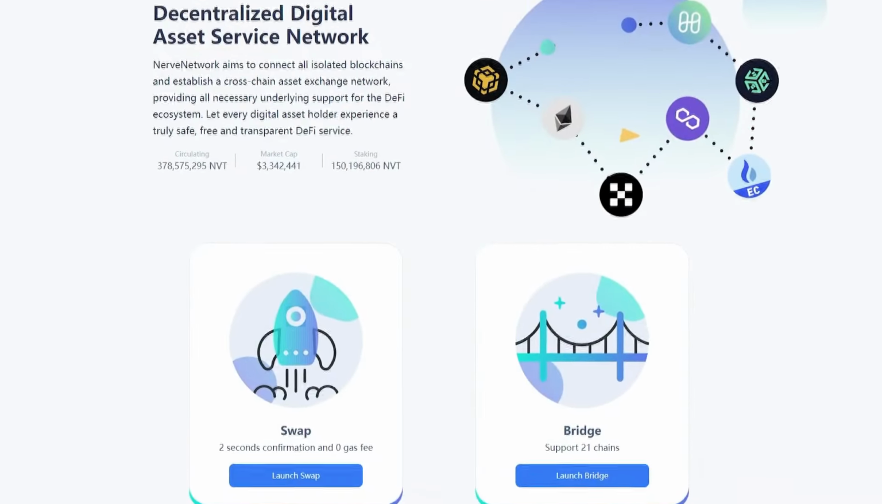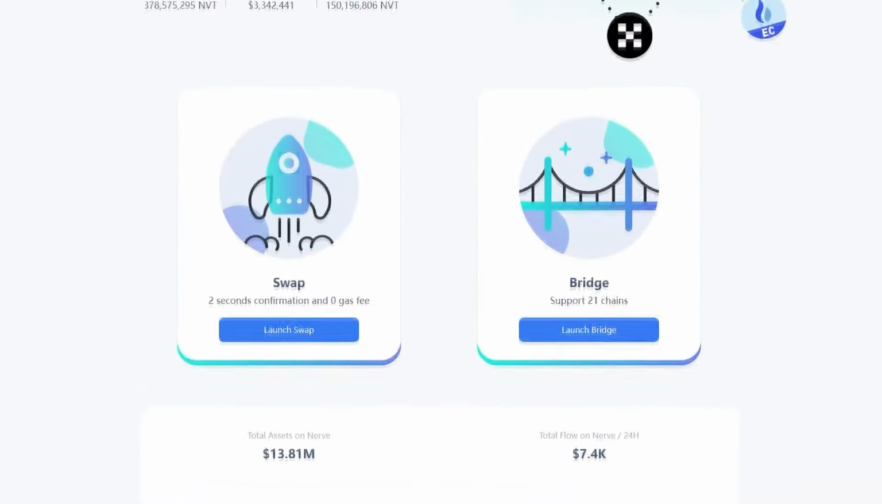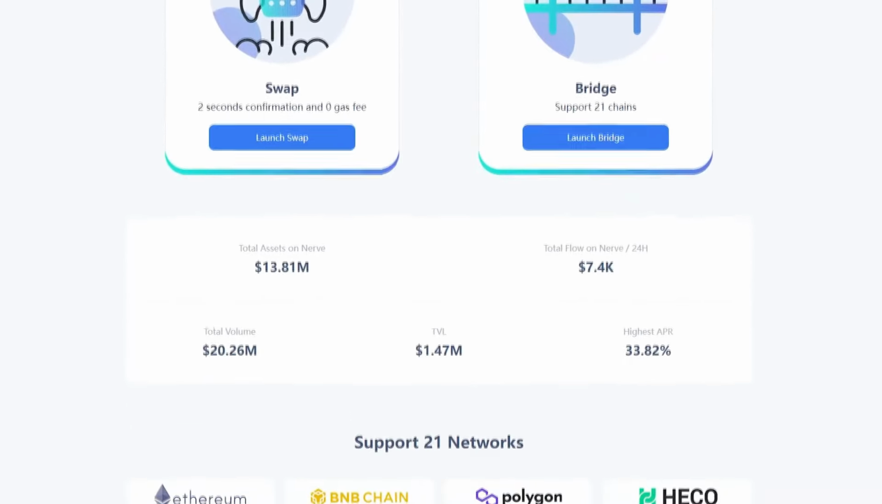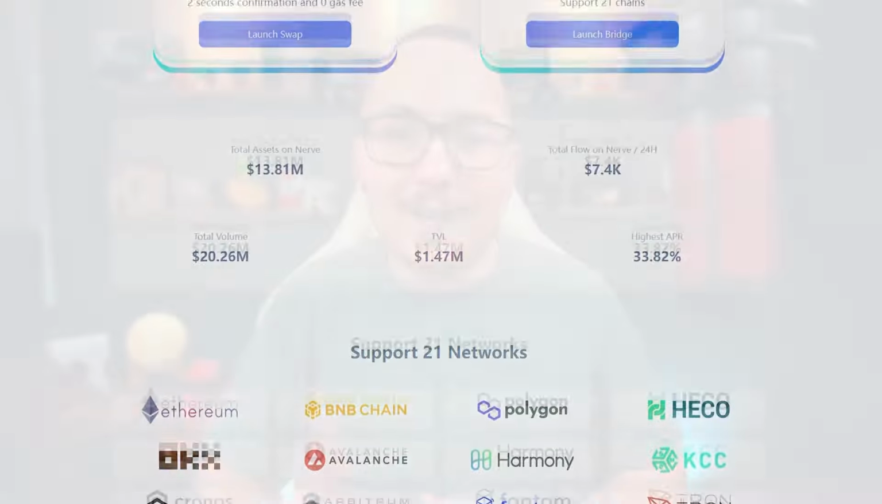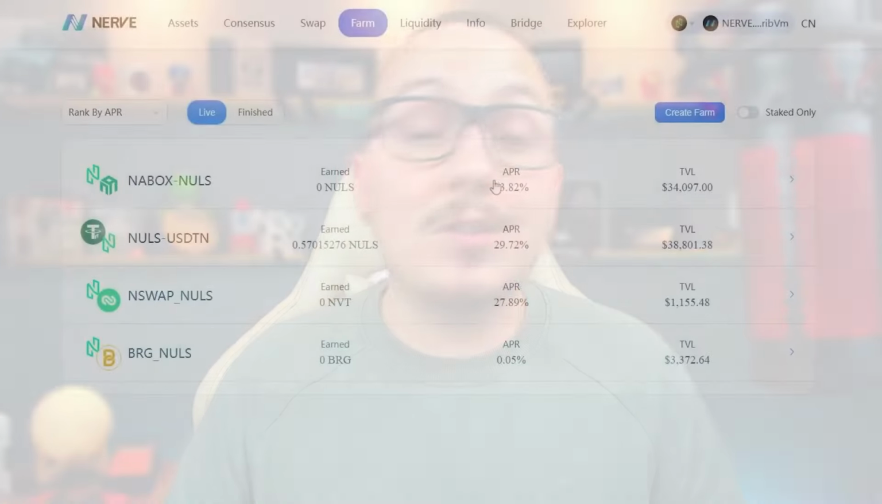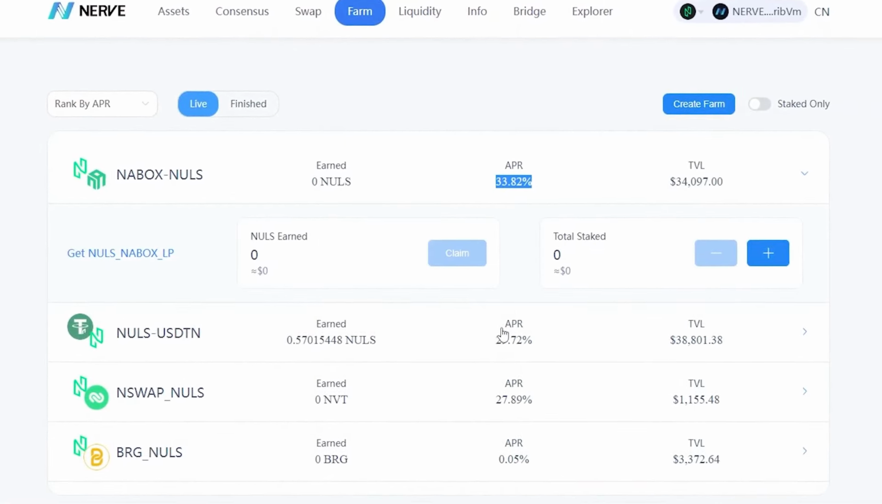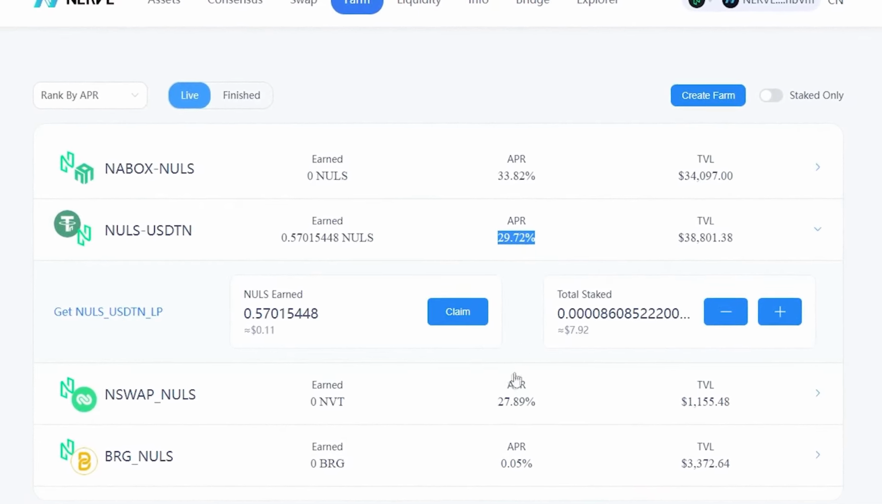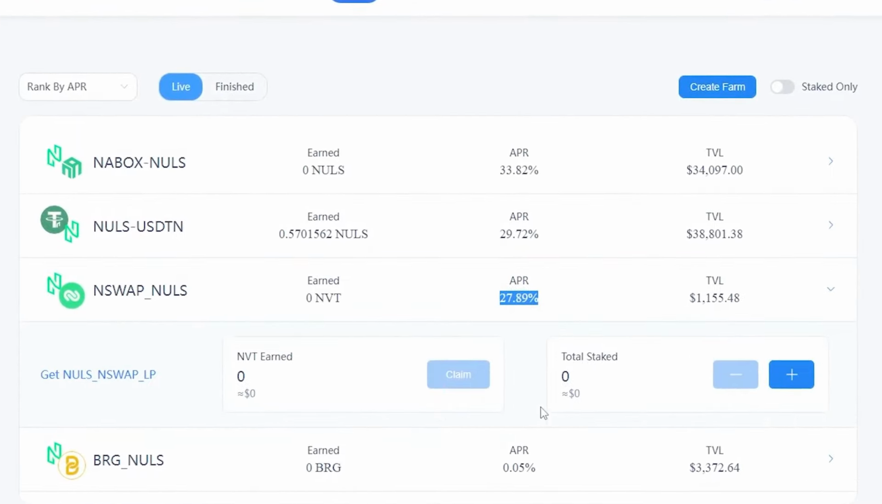First, there's Nerve network. Despite being a separate blockchain network with its own platform, it's closely related to Nuls and offers very low fees for operations. The returns here are also quite variable, depending on market movement, coin values, and the specific pair you provide liquidity for. However, at the time of recording, you'll find APRs above 30% or close to 30% for more stable pairs, such as Nuls and USDTN.